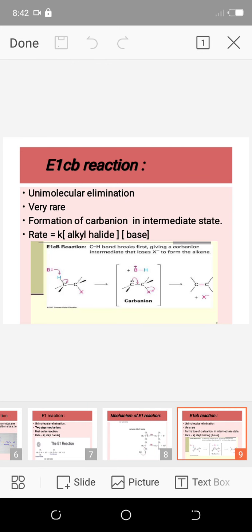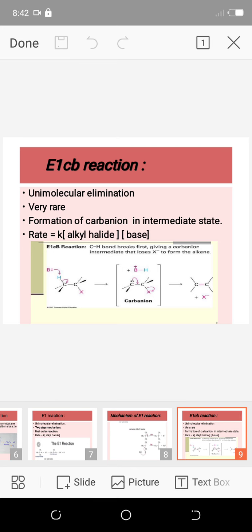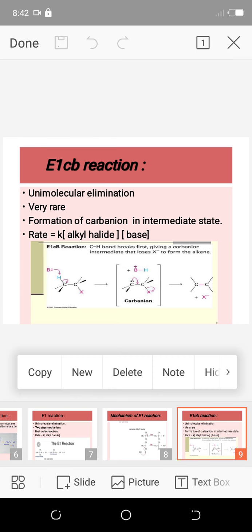E1CB reaction. Here E stands for elimination, 1 for unimolecular, and CB is conjugate base. Means here there is a formation of a conjugate base. Means base is any species which can donate an electron pair or which contains a lone pair. It is a unimolecular elimination, but it is very rare or very uncommon. And here there is a formation of a carbon bearing negative charge, a carbanion, as an intermediate. The rate of this reaction depends on the concentration of alkyl halide as well as on the concentration of base.